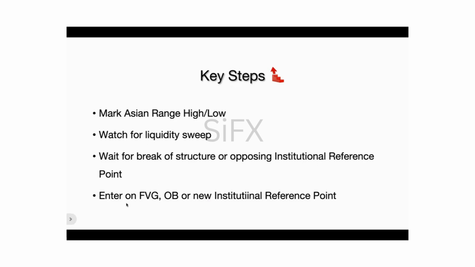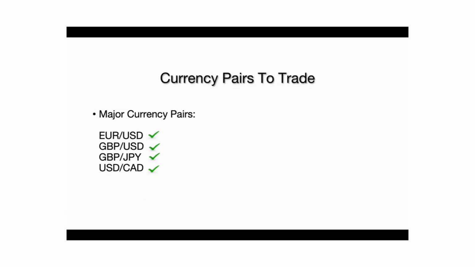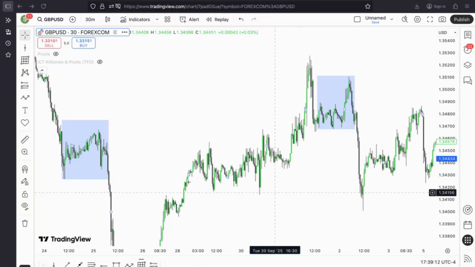The last step is to enter either on your fair value gap or your order block or breaker block or just any institutional reference point that is being printed once the manipulation has occurred. All right, so the currency pairs to trade within this time window are EUR/USD, GBP/USD, GBP/JPY, and USD/CAD. So right about now, we'll be jumping on charts to show you live examples of how this concept plays out. So here we go.